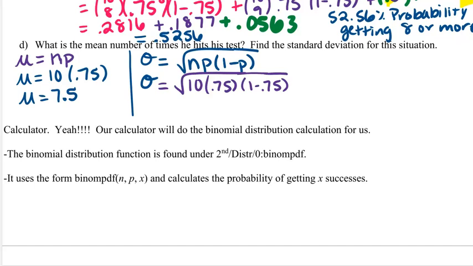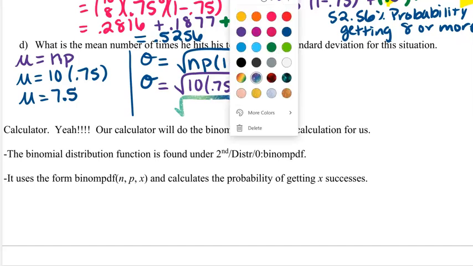So really, under your square root, you have, ooh, I didn't know that was a space pen. That's a nice surprise. Sorry.